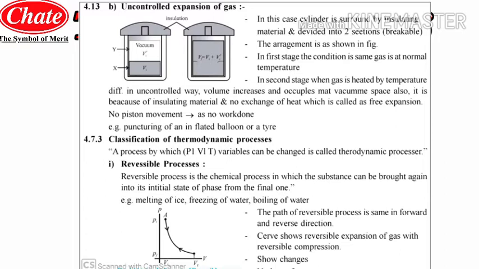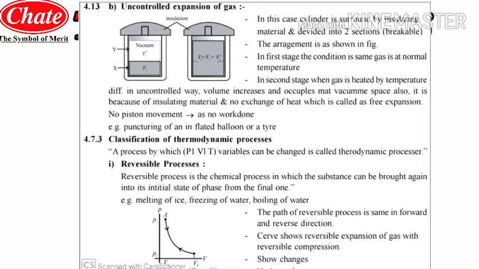Now the arrangement is as shown in the figure, I will explain now. In the first stage, the condition is the same gas at normal temperature. As you can see, in the first condition the gas is at normal condition, so its internal energy will be very low. They have given the normal temperature, so there will not be any rise of the temperature or the internal energy of the gas which has been enclosed in that cylinder.